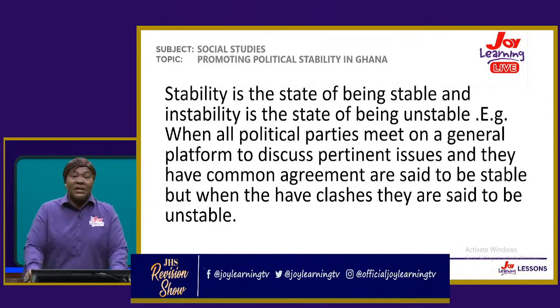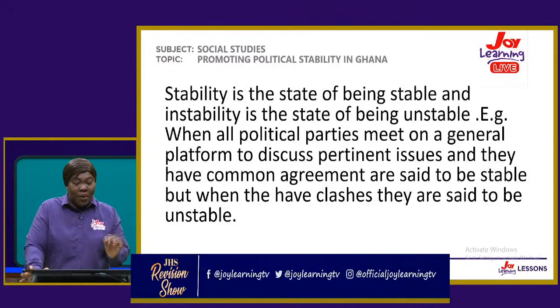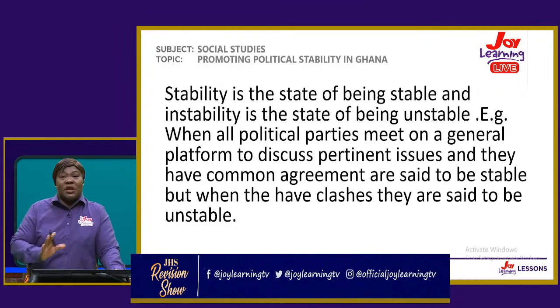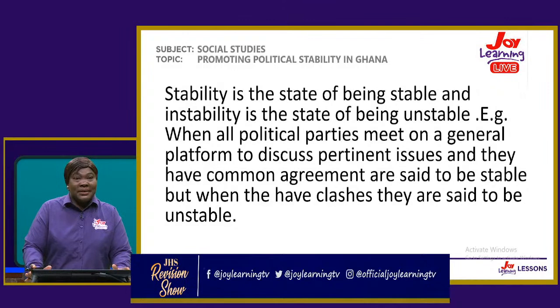Now let's look at the meaning of stability. Stability is the state of being stable, and instability is the state of being unstable. I've already explained this. For example, when all political parties meet at a general platform to discuss pertinent or important issues, they have a common agreement, and they say certain things to be able to make the people what? Stable. But when they have a clash, they are said to be unstable. Now, all that I want to say is that when there's a political party on a platform and the other party decides to say something against the other political party, what happens? It brings in chaos. You see that they'll be lambasting themselves. And so when they decide to tone down, then they become what? Stable. But when there are clashes, then it's what? Instability.